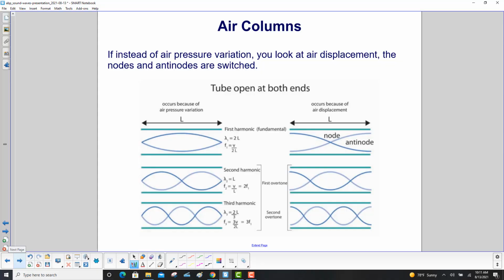If instead of air pressure variation, which we showed on the previous slide, you look at air displacement, how much the air is moving, the nodes and the antinodes are switched. That's because if you're open at both ends, your pressure at the end is going to be the same pressure as you have outside the instrument. However, the air gets displaced more. It's got a maximum at the endpoints, and then right in the middle, it's not displaced at all. It goes something like that.